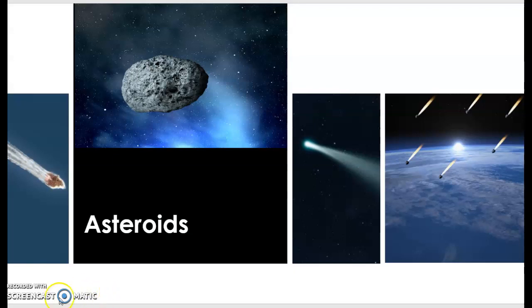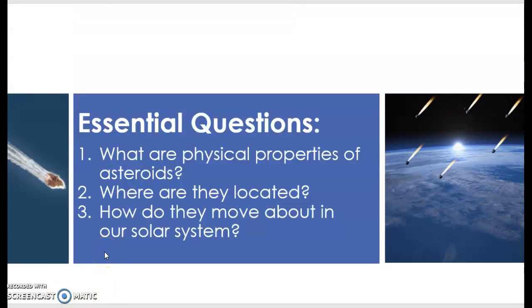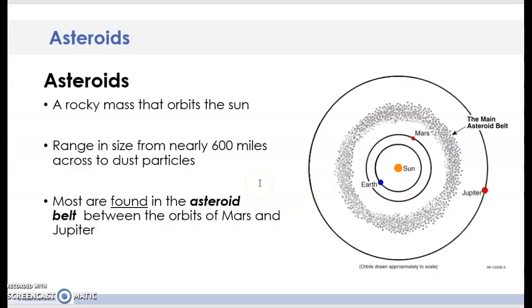Okay, so this is on asteroids, and by the time this is over, you should be able to tell me the physical properties, where they're located, and how they move in our solar system. And asteroids are just big rocks, mainly. I wouldn't say they're big, they're just rock pieces, let's just say that. Because they can be as tiny as dust particles, but as big as 600 miles across. And all of this is found in what is called the asteroid belt that's located between Mars and Jupiter.